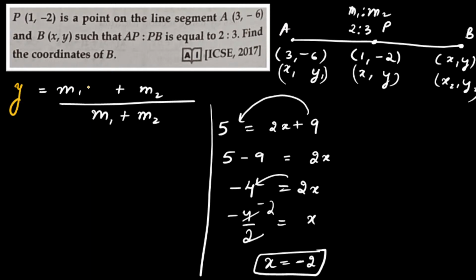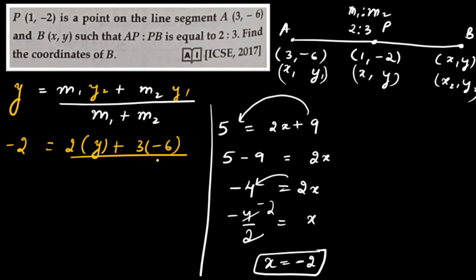So y is equal to (m1 y2 plus m2 y1) by (m1 plus m2). Y's value is minus 2. M1 is 2. Y2. Y2 is y only, plus m2 is 3 and y1 is minus 6, by 2 plus 3. M1 is 2 and m2 is 3. So minus 2 is equal to 2 into y is 2y. So plus minus again minus 18. 3 into 6 is 18 when you multiply. So 2y minus 18 by 5.